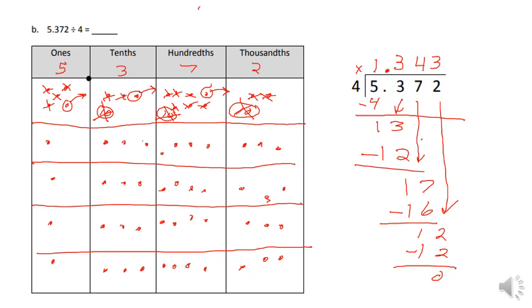If we look over in our place value chart, we can see we had 1 one, we had 3 tenths, 4 hundredths, and 3 thousandths. And that is exactly the answer we got with our standard algorithm.